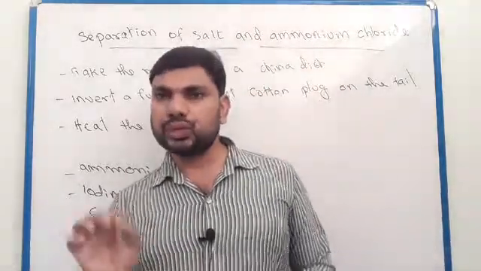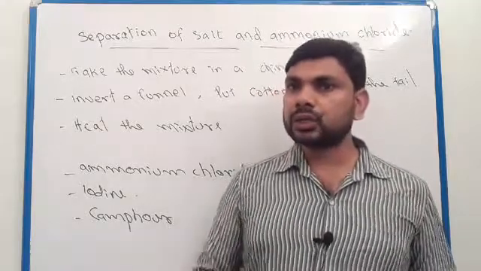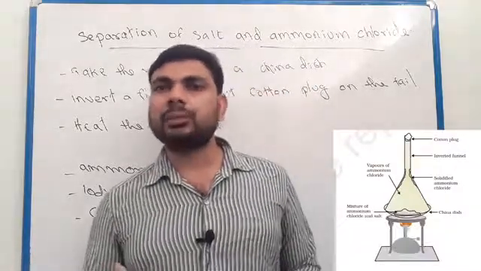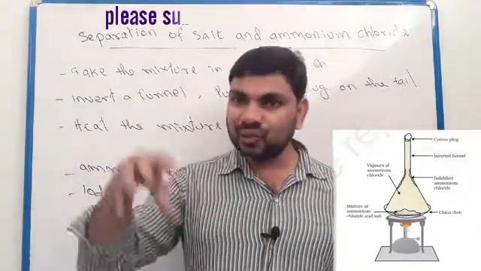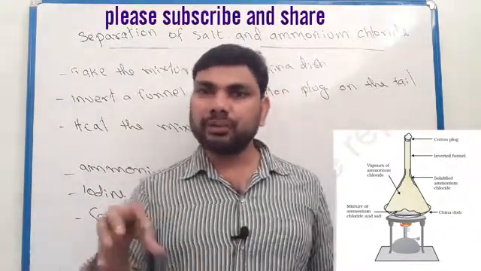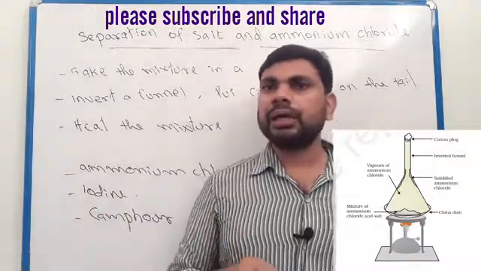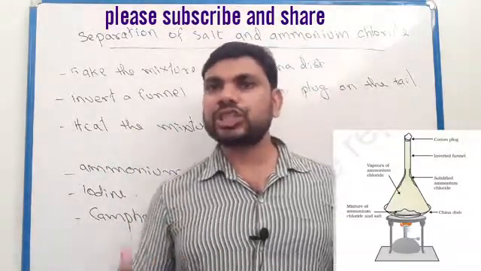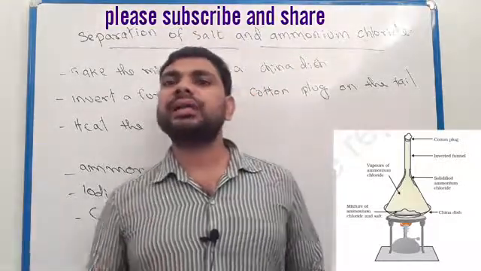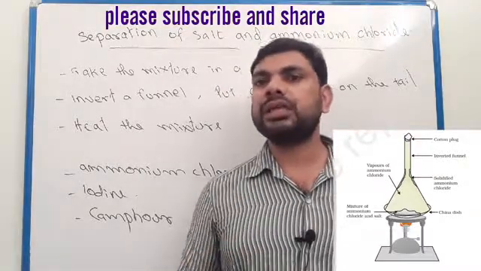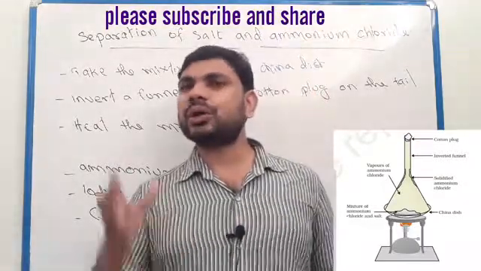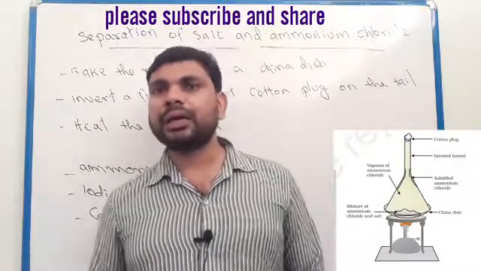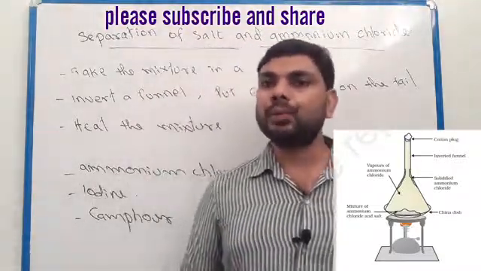So we have a mixture which contains salt and ammonium chloride. You have one picture here, with salt and ammonium chloride. We have to take salt and ammonium chloride in a china dish and invert a funnel on the china dish as shown in the figure. Then put some cotton plug on the tail of the filter funnel. Then heat the china dish. Ammonium chloride will sublimate, it will change to vapor very easily, and this vapor will condense on the surface of the funnel, but salt will remain on the china dish. In this way we can separate the mixture of salt and ammonium chloride.